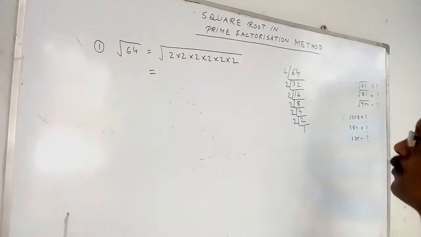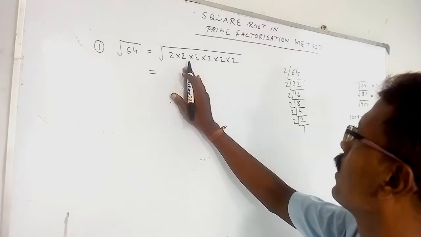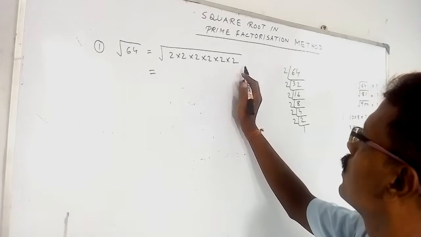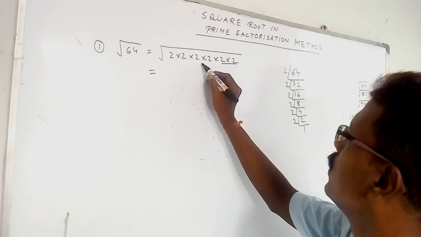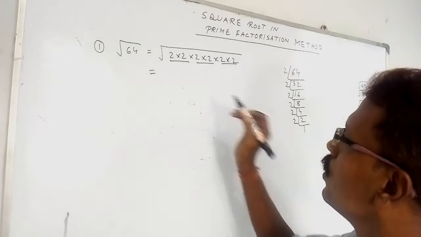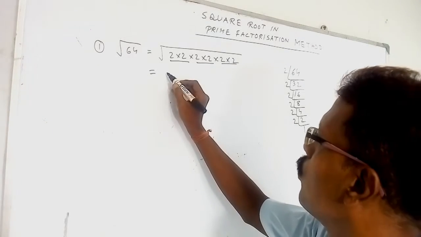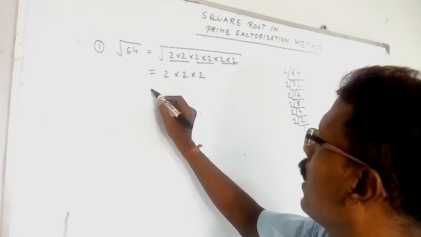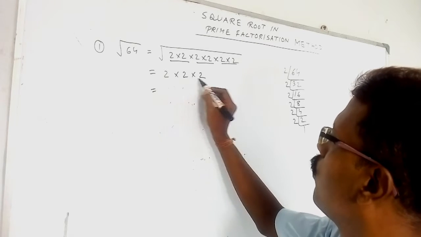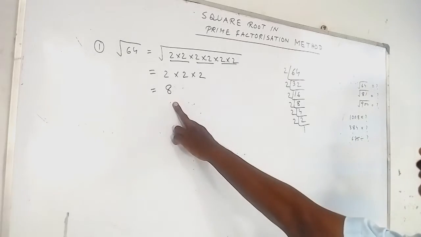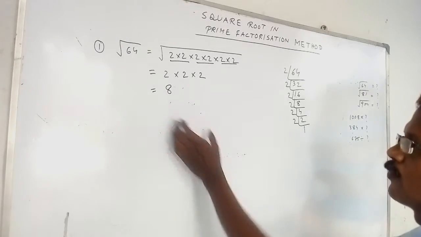Now what is the answer? Now we have to make pairs of the prime factors. This is one pair, this is another pair and this is another pair. For every pair you have to write one 2, that is 2, 2 and 2, and your answer is 2 into 2 into 2, 2 fours are 8. So root over 64 is equal to 8. This is our first sum.